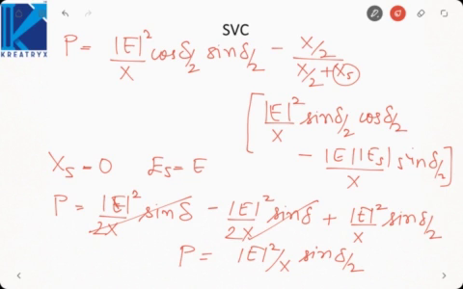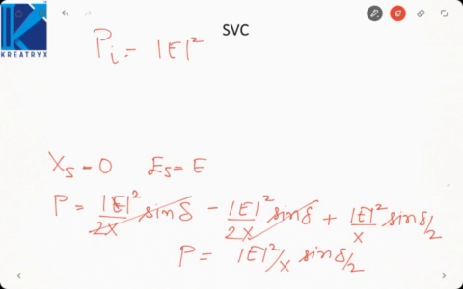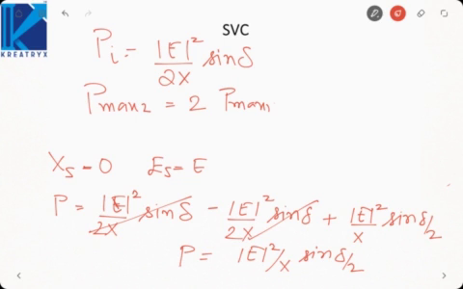Now when SVC was not connected, then the sending as well as receiving end voltage was equal to E, and the reactance between sending and the receiving end was 2x. So P initial was mod E square by 2x sine delta. So now if you see, Pmax after connecting SVC is equal to 2 times Pmax before connecting SVC. Since Pmax increases by the use of SVC, it means stability improves. So SVC has two benefits. It controls the midpoint voltage as well as it improves stability by increasing Pmax.